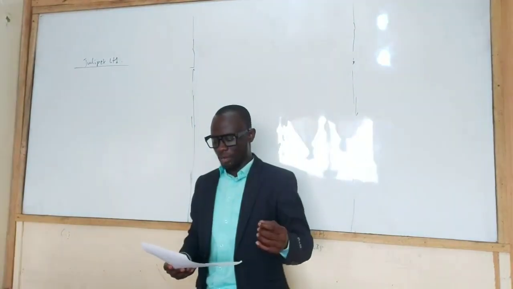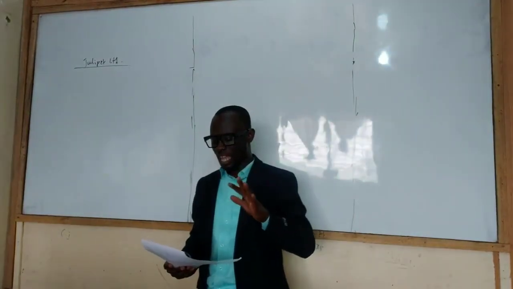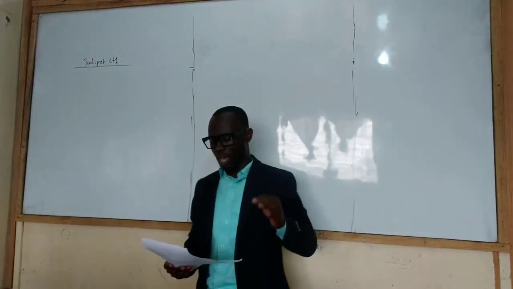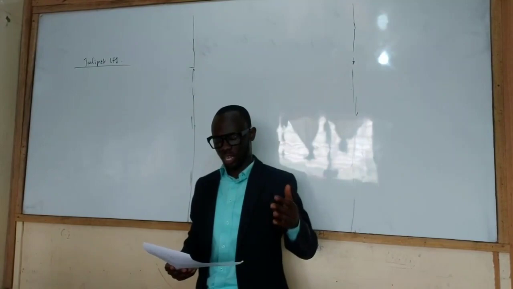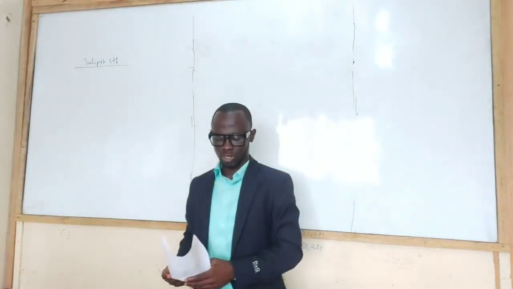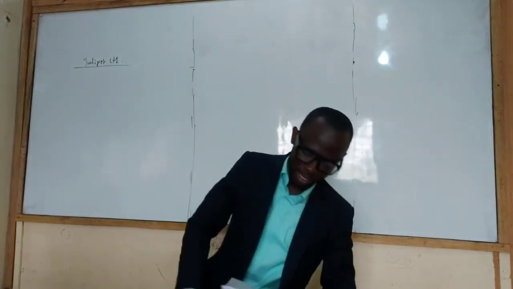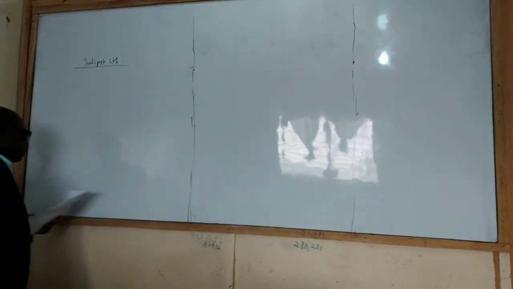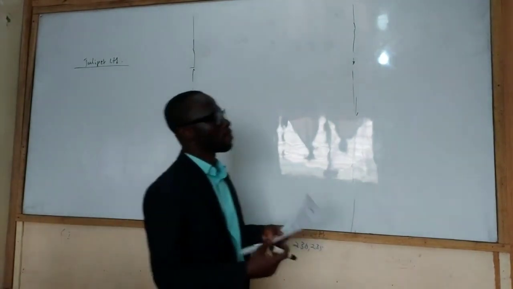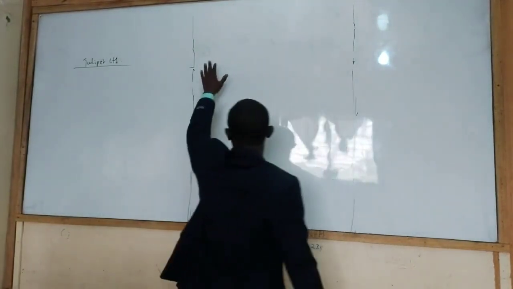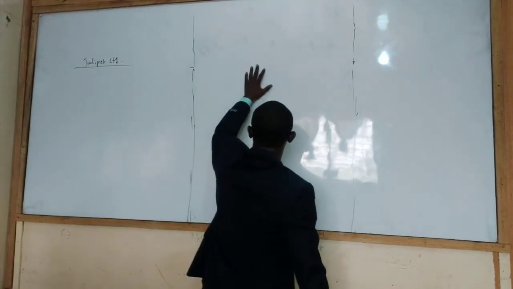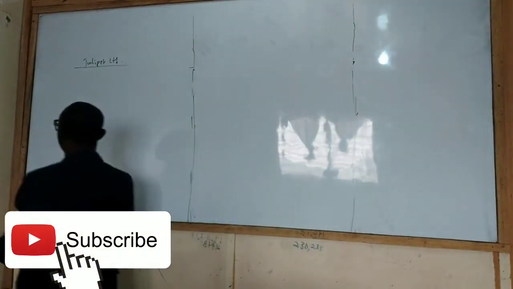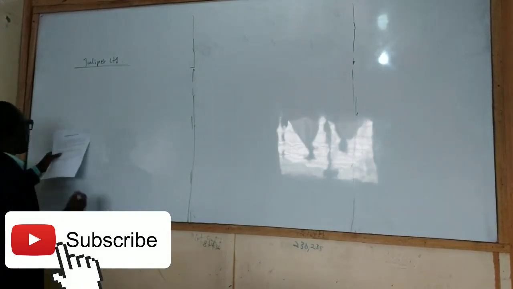Required. A. Determine whether the asset has suffered impairment. And then B. How will the company account for the impairment loss in the financial statements? Okay, so that's what is happening. We said an asset is impaired when the carrying value is more than what? The recoverable amount. So the first thing we need to do is to determine the carrying value.